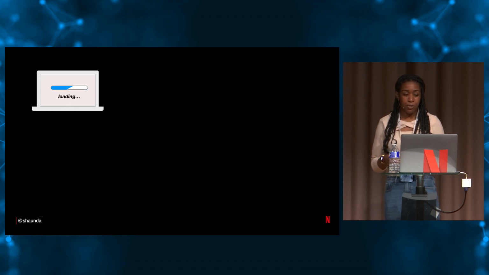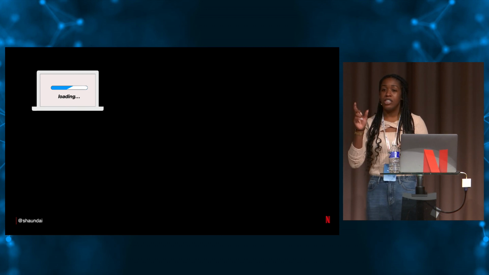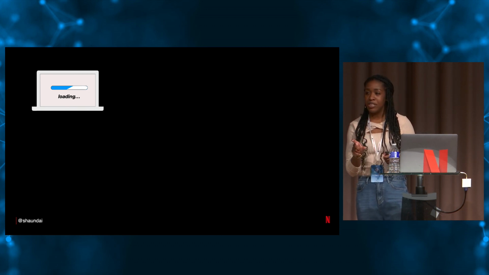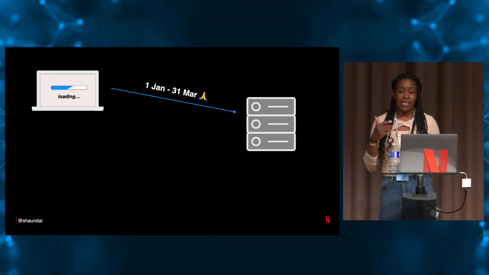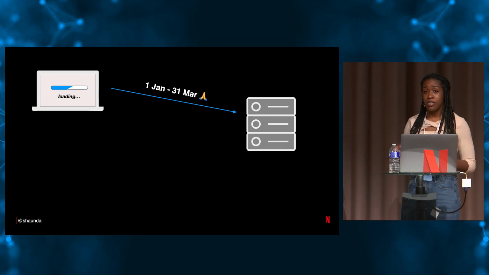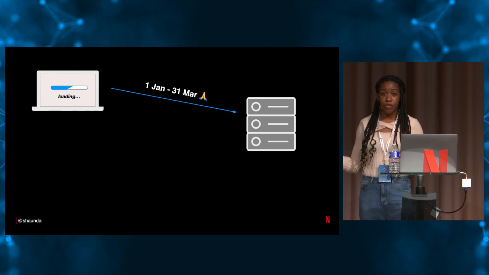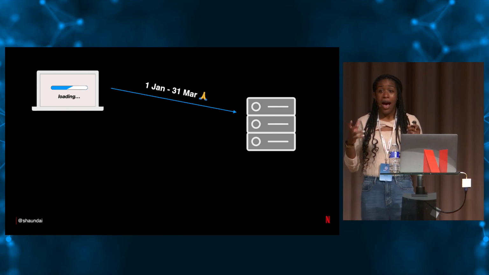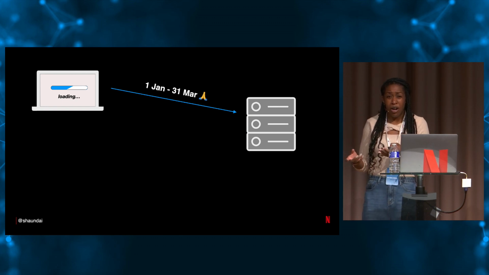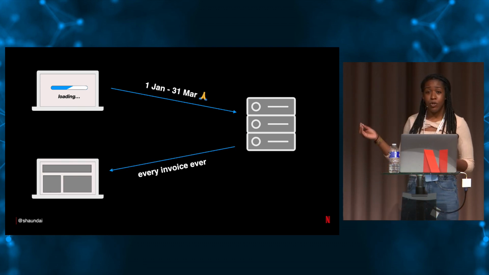So let's use an example. Let's say that your user wants a list of invoices, but they only want to filter down to see the invoices that have been billed over the previous quarter. So we make a request from the client and say, hey, I only want invoices from January 1st to March 31st. And that request goes to the server. The server says, hey, listen, the way this API is set up, I have that data, but I also have a lot more. So I'm going to go ahead and send you everything that I have. And it sends literally every single invoice that we have in our data store.